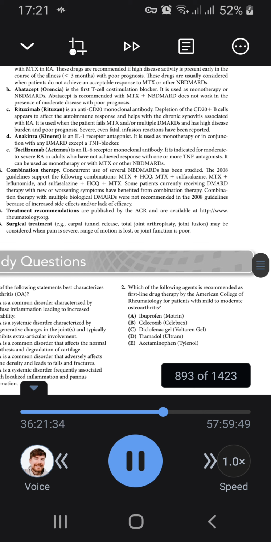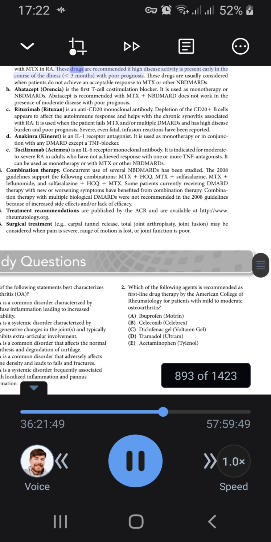TNF blockers, for example, etanercept, Enbrel, infliximab, Remicade, adalimumab, Humira, golimumab, Simponi, and certolizumab pegol, Cimzia, inhibit the inflammatory response mediated in immune cells. Etanercept, adalimumab, and certolizumab can be used as monotherapy or in conjunction with MTX. Infliximab and golimumab are only FDA approved for use with MTX in RA.